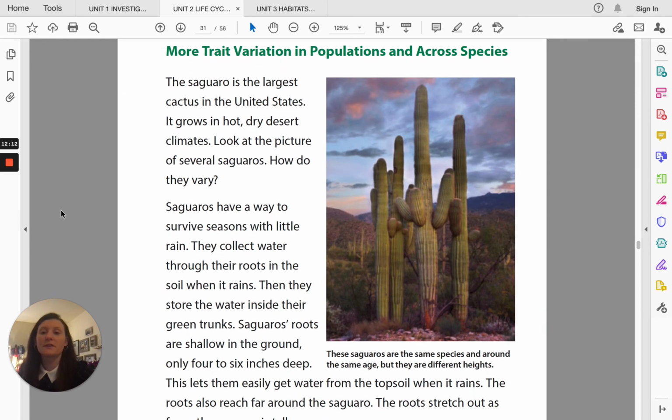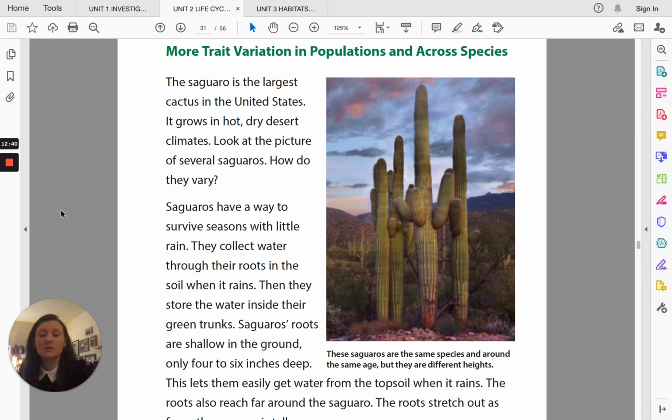More trait variation in populations and across species. The saguaro is the largest cactus in the United States. It grows in hot, dry desert climates. Look at the picture of several saguaros. How do they vary? Saguaros have a way to survive seasons with little rain. They collect water through their roots in the soil when it rains. Then they store the water inside their green trunks.